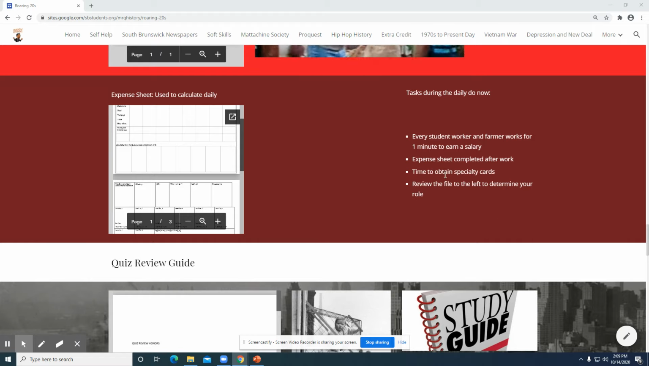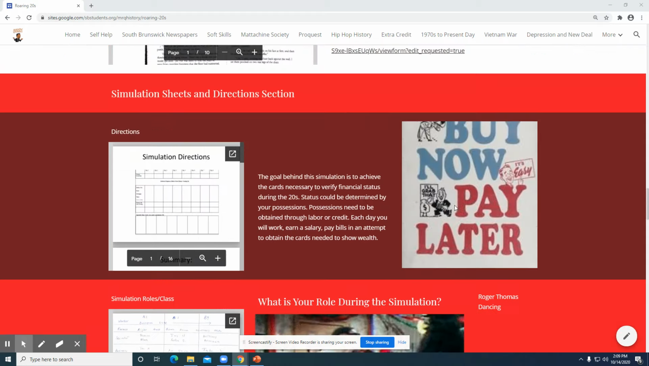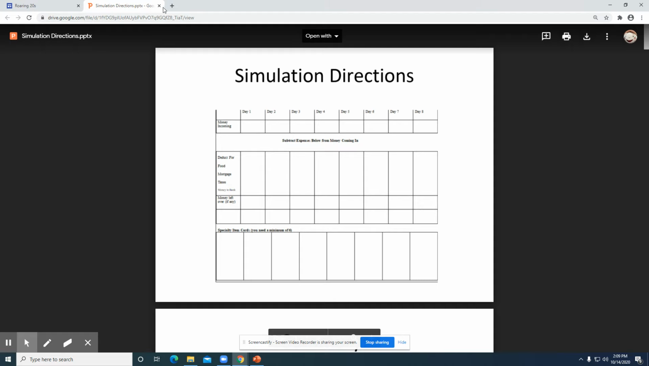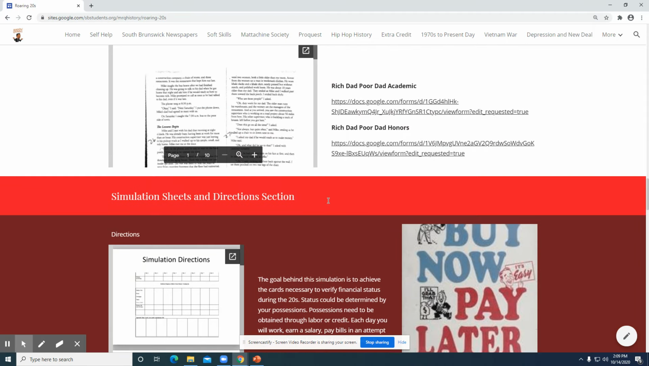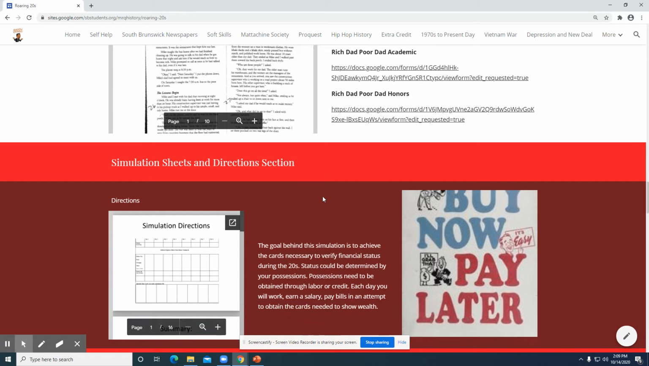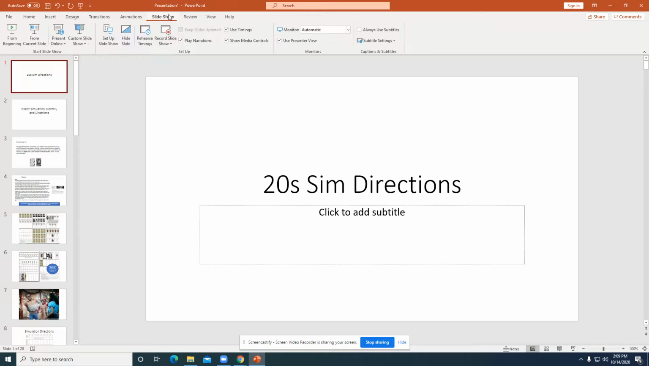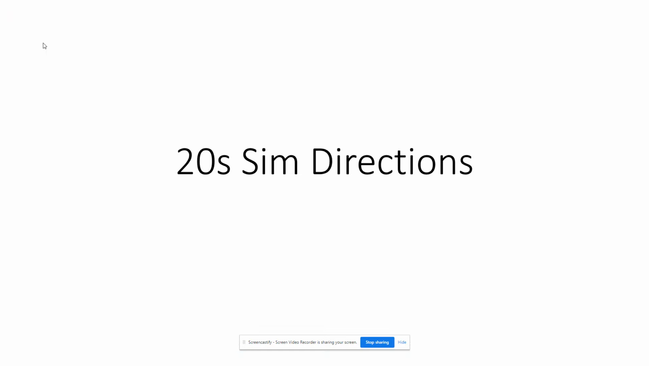You're going to work for a minute to earn a salary. You're going to complete an expense sheet, and then you're going to try to obtain specialty cards. This file gives you some directions about how to fill this particular sheet out and how the simulation works. So I've combined this file here with another one that I have in this screencast here.